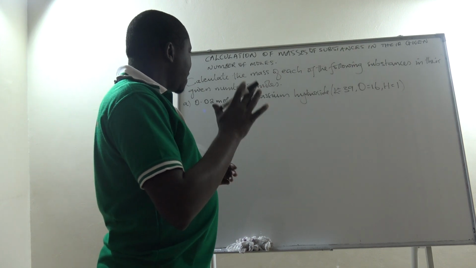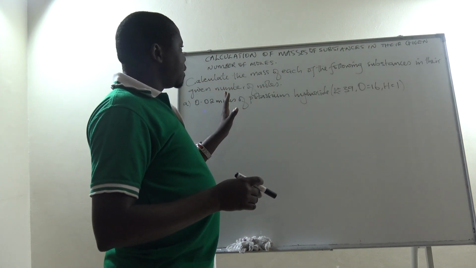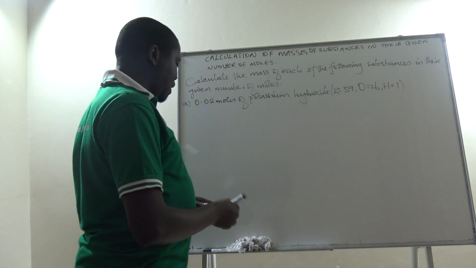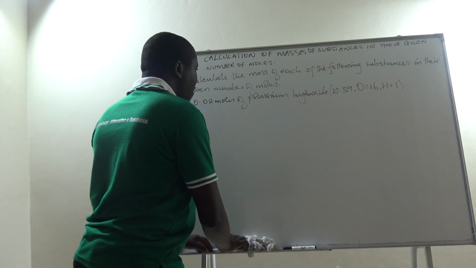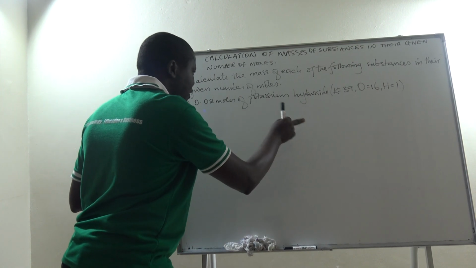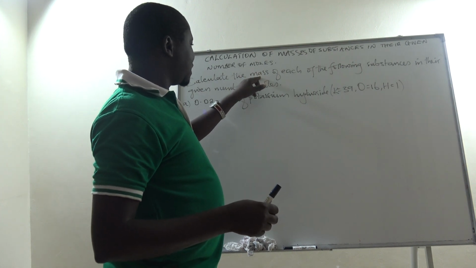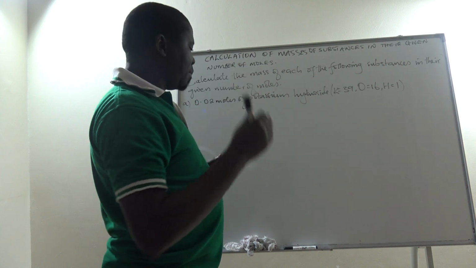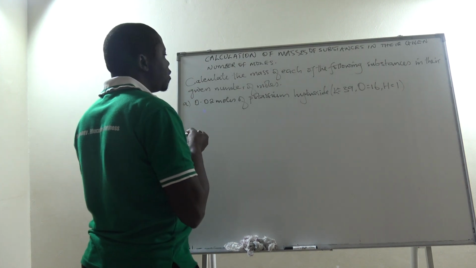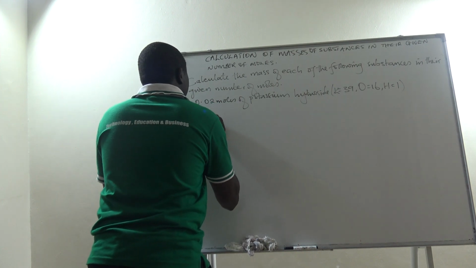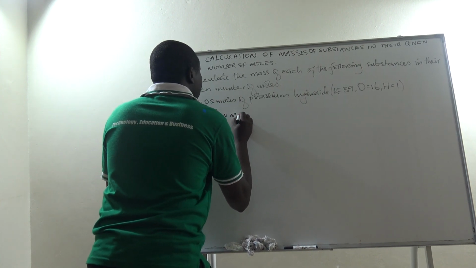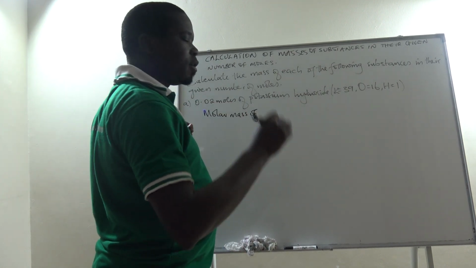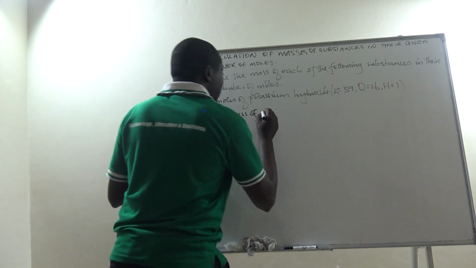Yesterday we saw that, or last time we saw that, if you are converting mass to moles, you are supposed to first get the molar mass of that substance. And in this case, if we are converting moles to mass, that is, if we are looking for the mass of a substance in a given number of moles, likewise you are supposed to firstly get the molar mass of that particular substance. So for this one here, we are going to start with the molar mass of this compound called potassium hydroxide. We are supposed to write the correct chemical formula of potassium hydroxide.